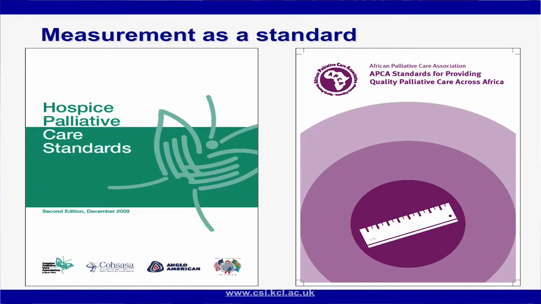Really importantly, a lesson for us is that measurement of patient-centered care is becoming a standard in sub-Saharan Africa. If we look at the Hospice Palliative Care Association standards in South Africa, if you want to be accredited as a 5-star hospice, you have to be using the POS or an equivalent patient-centred outcome measure, which I think is an enormously insightful standard to ask of care providers. And then within APCA, there are also similar requirements: here the ruler is the key, that we measure patient outcomes as a standard of care, and Julia will talk more about that.